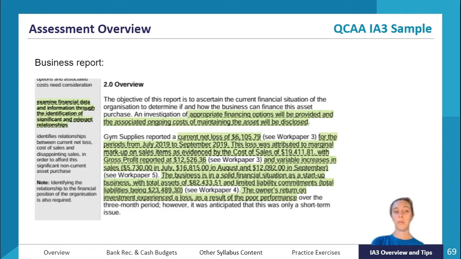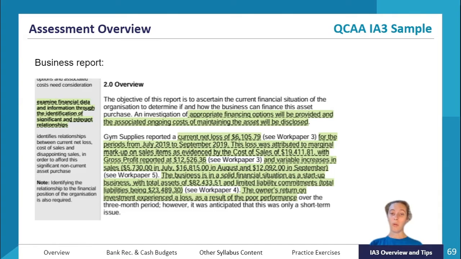After the introduction, we move on to the overview. So this is where we're actually examining the financial data. Before we were just explaining in that logical way the situation. Now we're examining financial data through the identification of significant and relevant relationships.